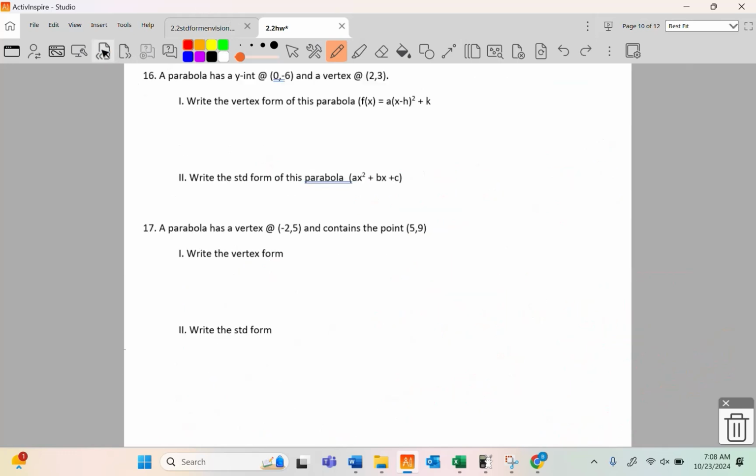Moving backwards. Now let's do 16. A parabola has a y-intercept of 0, -6, and a vertex at 2, 3. Write the vertex form. You can just plug into this guy. That's h, and that's k. So y is a times x minus 2 quantity squared plus 3. And then we're going to plug in this stuff right here. -6 equals a times 0 minus 2 quantity squared plus 3. -2 squared is 4. So -6 equals 4a plus 3.